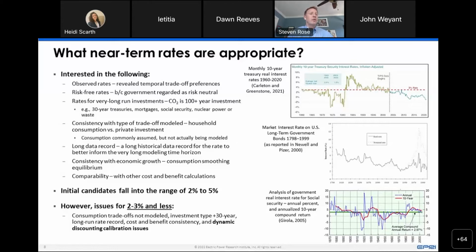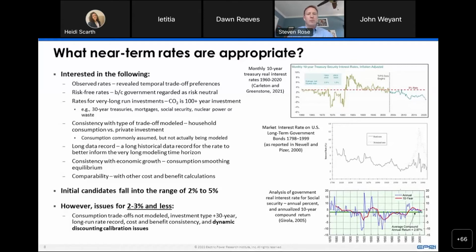We're also interested in consistency with the type of trade-off that's being modeled. So as you think about what kinds of calculations we're doing within social cost of carbon estimation in terms of the economic damages that could be felt by society, this is where we get into conversations about whether or not we're capturing effects on household consumption or on private investments. I would argue that we're typically not modeling consumption. To actually be modeling consumption effects would be modeling trade-offs between different types of consumption. Instead, in some cases, we're not modeling consumption at all, but instead we're modeling more macroeconomic trade-offs between consumption and investment, but not down in terms of individual choices between different types of consumption.